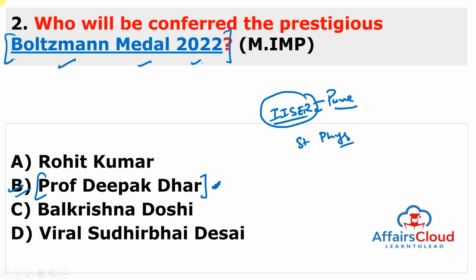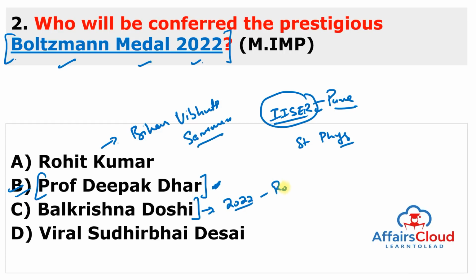Moving to next question, but you can also remember the other awardees here. You can see here the name of Rohit Kumar, founder of Media Trends, and he was recently awarded Bihar Vibhuti Samman, very important award, Bihar Vibhuti Samman, and it was given by Bihar Entrepreneur Conclave. Next is Balakrishan Doshi, very famous architect, and he was recently awarded the 2022 Royal Gold Medal, and this award was given by Royal Institute of British Architects, which is known as RIBA.